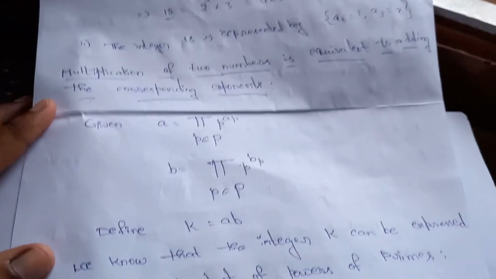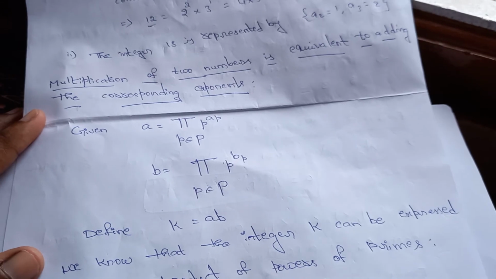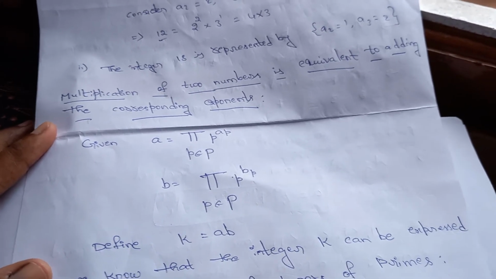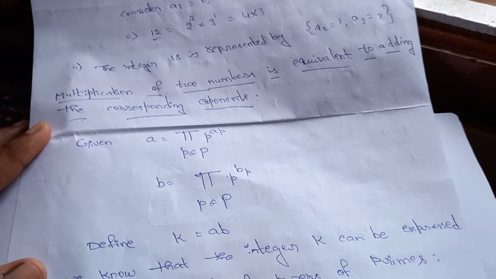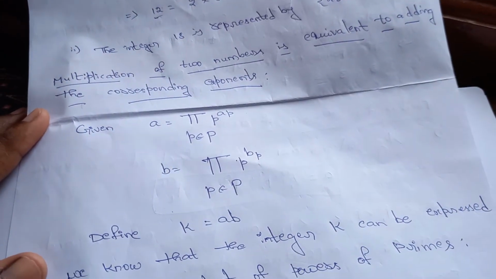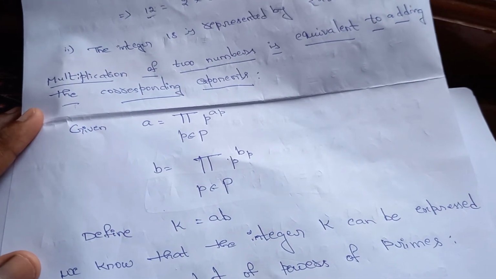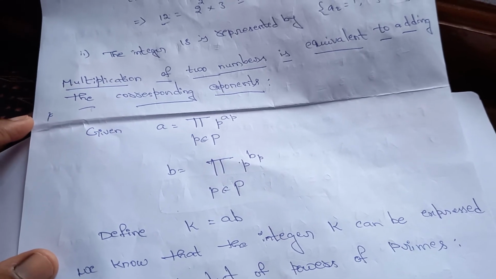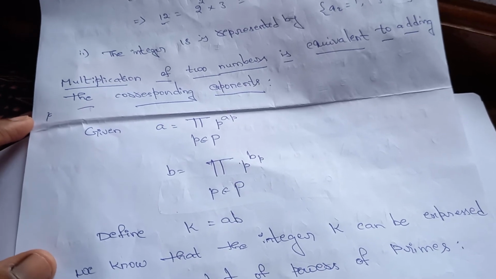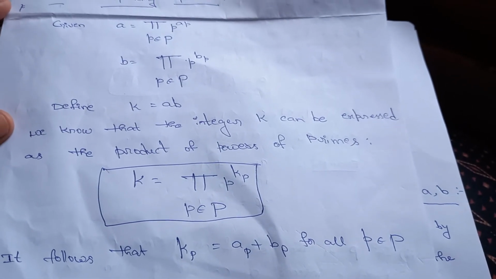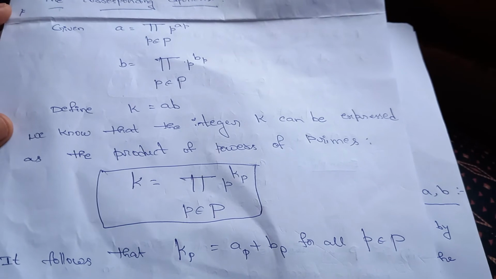The key idea is that multiplication of two numbers is equivalent to adding the corresponding exponents, where the two numbers are a and b. So a times b equals p to the power a_p plus b_p. That is the meaning of this. We should prove that ab equals a_p plus b_p. Here we are considering ab as k, so we need to prove that k_p equals a_p plus b_p for all p belongs to P.